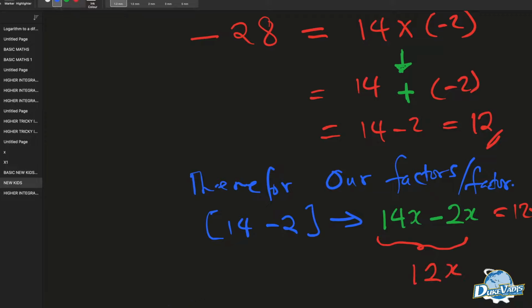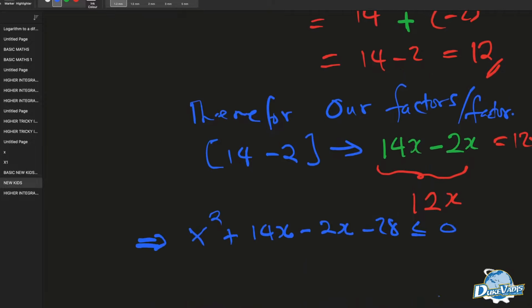When we do that, our equation now becomes x squared plus 14x minus 2x minus 28 is less than or equal to 0. Friends, don't get scared. If you look at it very carefully, the 14x minus 2x will give us 12x, so we haven't changed anything at all. All we've done is find the factors that can help us solve the equation. So let's go back with it.